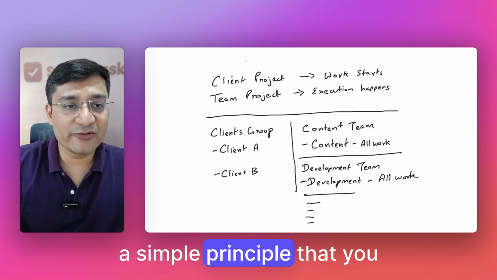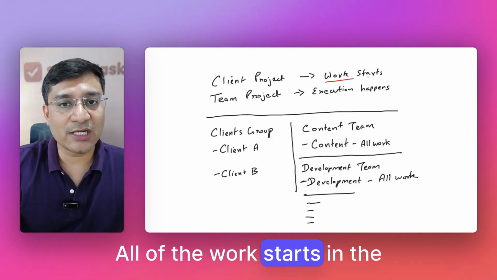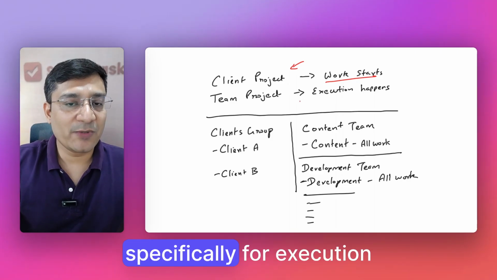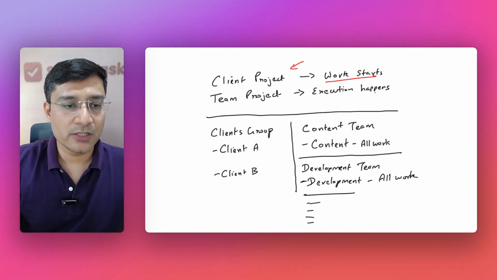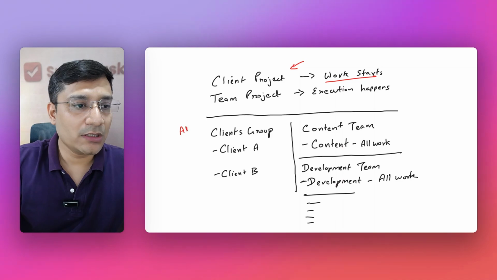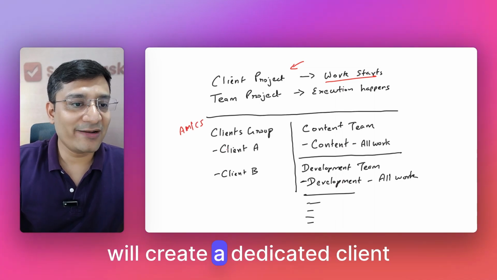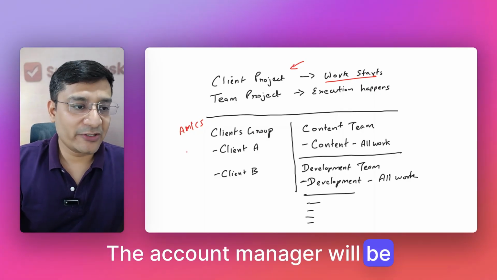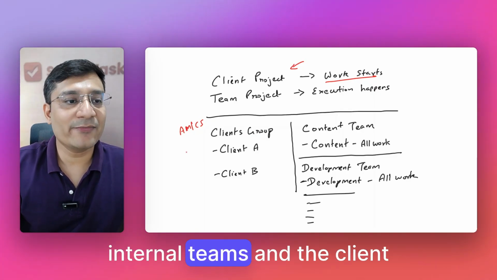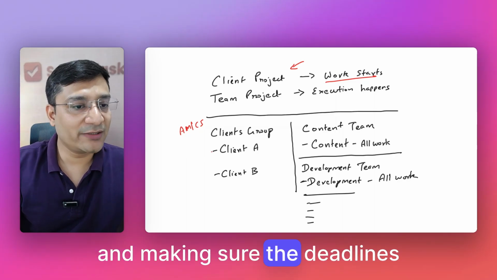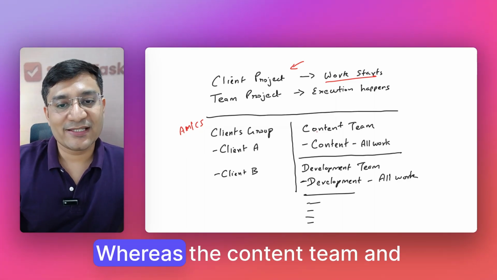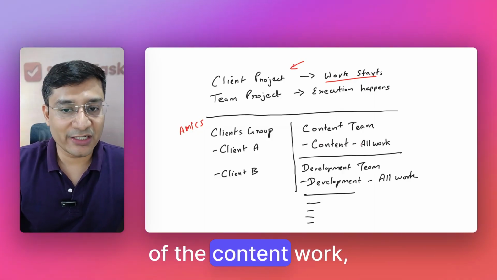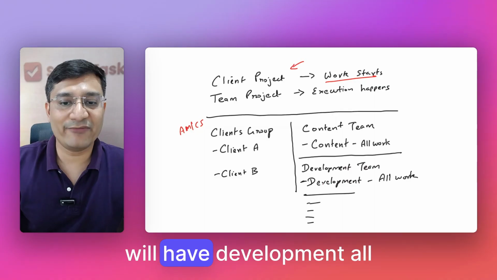Here's the fix, a simple principle that you can adopt. All of the work starts in the client project, whereas the team projects are specifically for execution purposes. So your account manager or the client servicing person will create a dedicated client project within the client's group. The account manager will be responsible for all of the communication between the internal teams and the client and making sure the deadlines are met. Whereas the content team and different teams in the organization will have a single project which holds all of the content work, for example, and similarly, the development team will have development work.